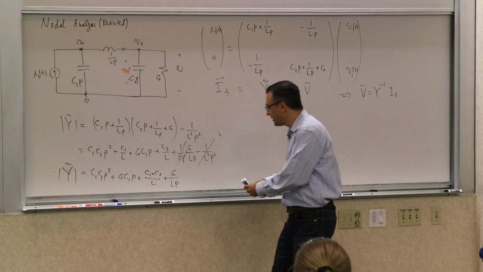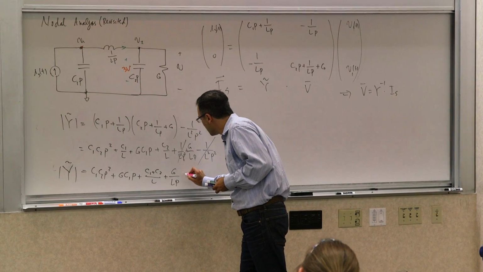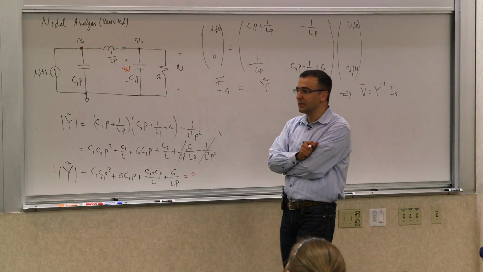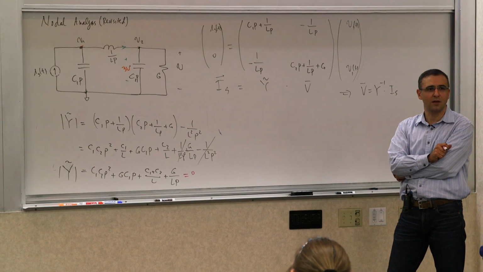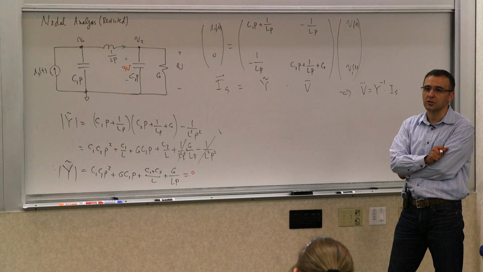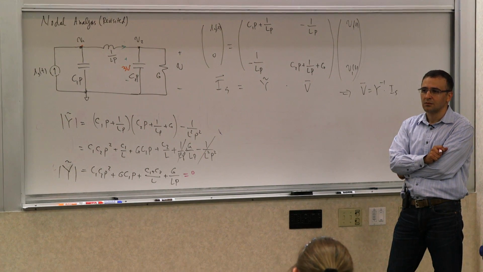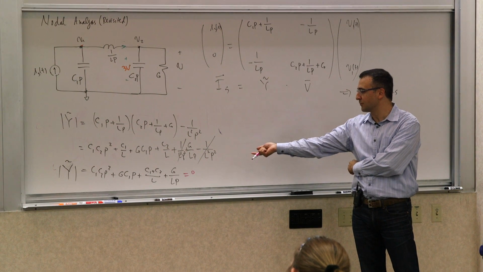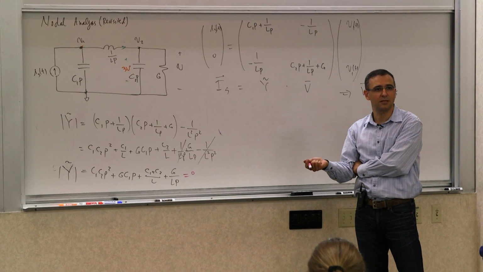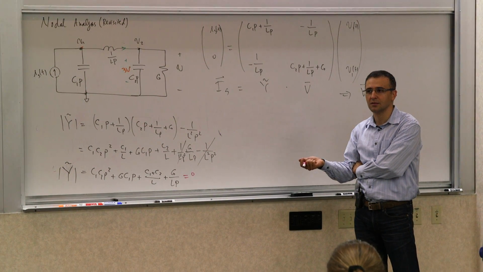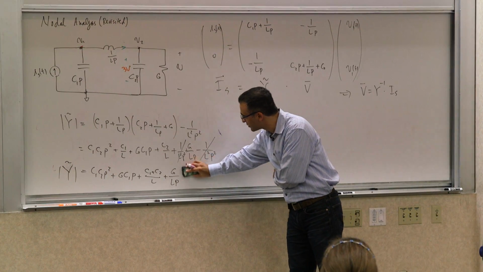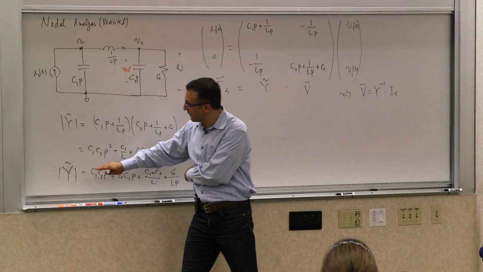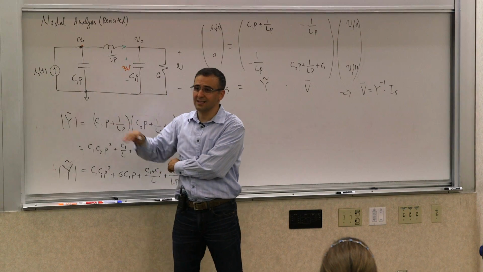If I set this to 0, what do I mean by 3? It means, how many roots do I have if I set this to 0 and want to solve this equation? What's the order of that equation? One way to find out, with some caveats, is to multiply by LP, then you get a P cubed, right? So it's a third order equation. So the order of the Y matrix is actually the order of the system.